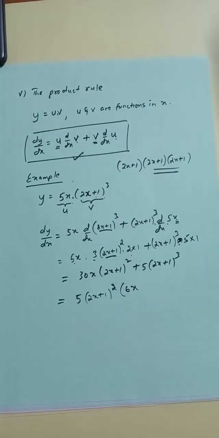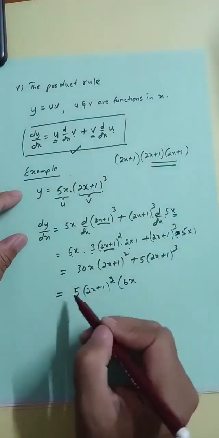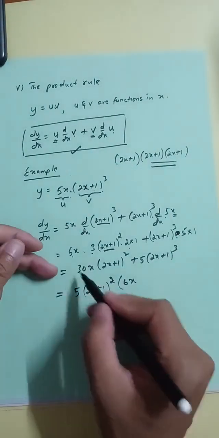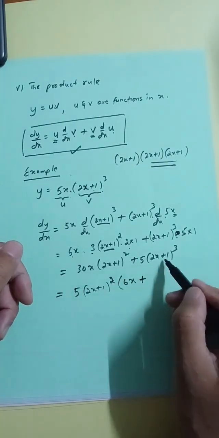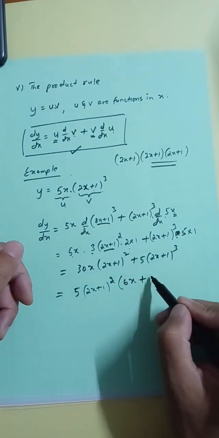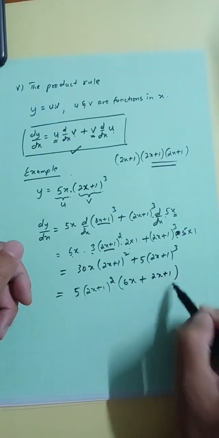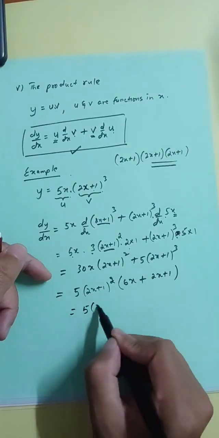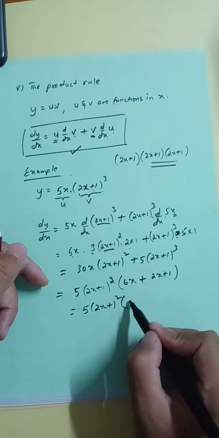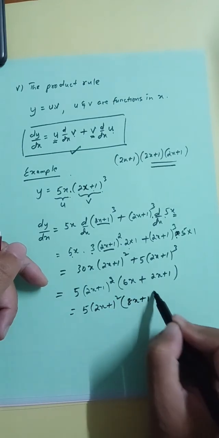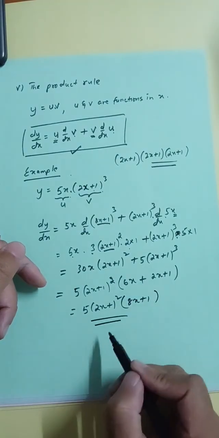So we take the common terms. Then 6x, plus 2x plus 1, which is going to give you 5 times (2x plus 1) whole square, and then 6x plus 2x will give you 8x plus 1. So this is your answer.